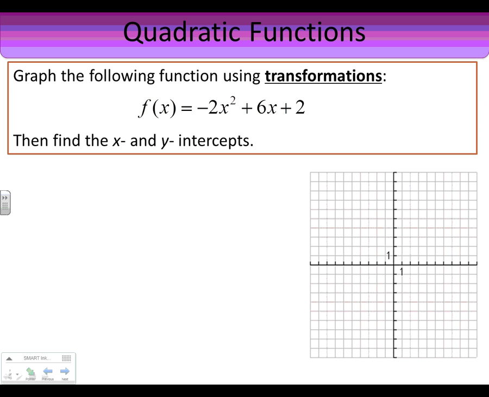Okay. So here we go, graphing the following function using transformations. We have f of x is equal to negative 2x squared plus 6x plus 2. So the first thing that we're going to do is, since we want to use transformations to do this, my equation needs to be in vertex form.